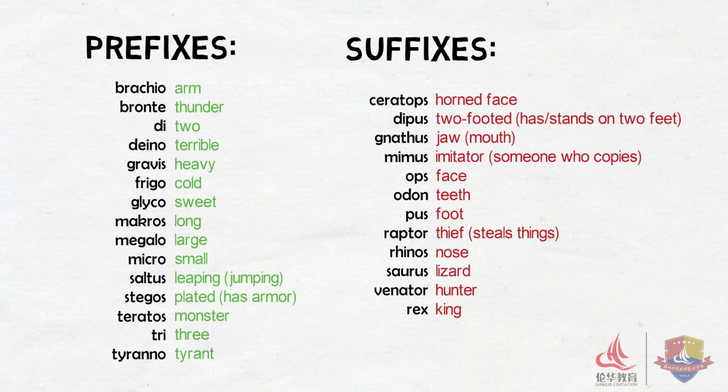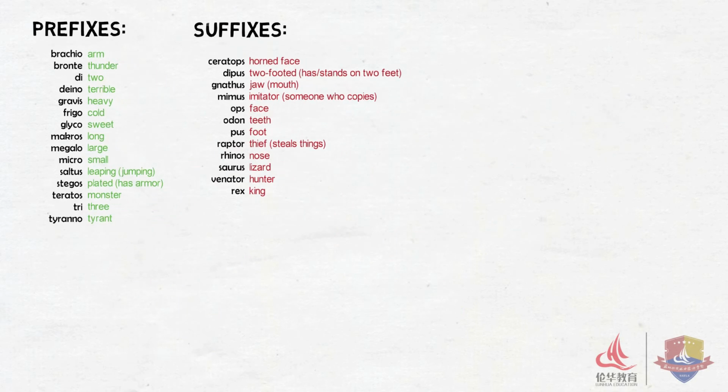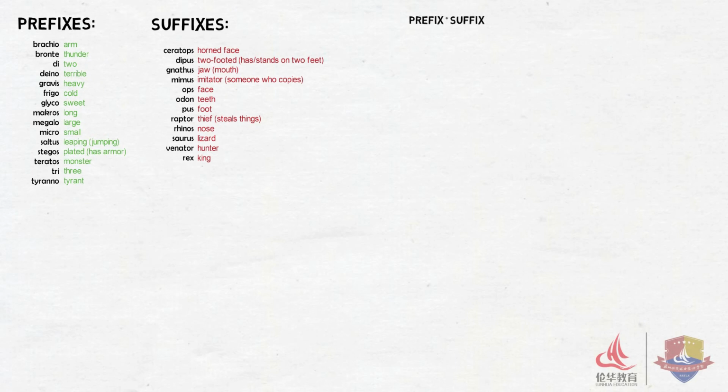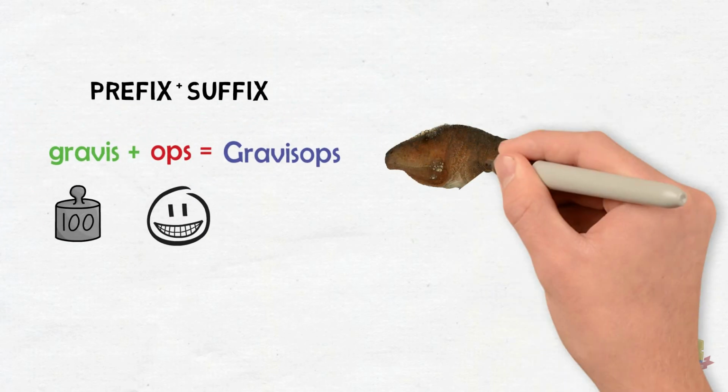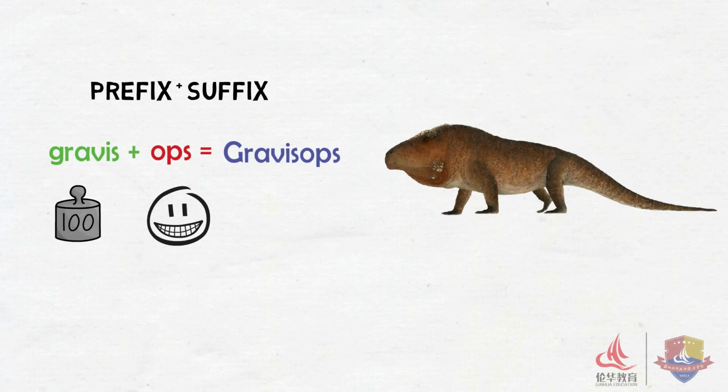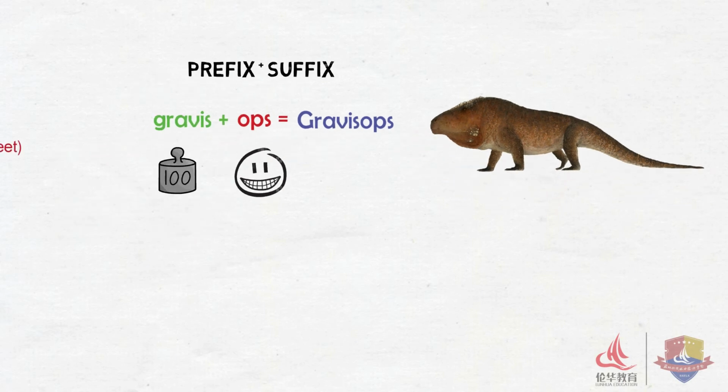So let's take our new words and try them out. How about I start with a more simple one? I'll use a prefix and a suffix. I'll take gravis, which means heavy, and ops, which means face. Together they make gravisops, or heavy face. Here's what that dinosaur might look like. It's pretty funny, but also it's pretty cool.